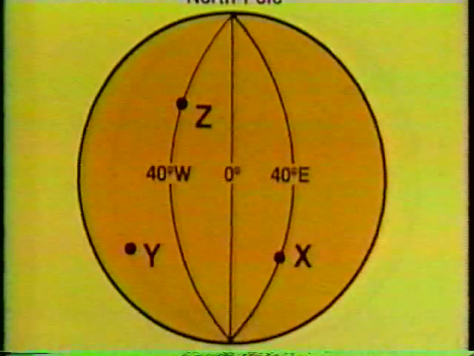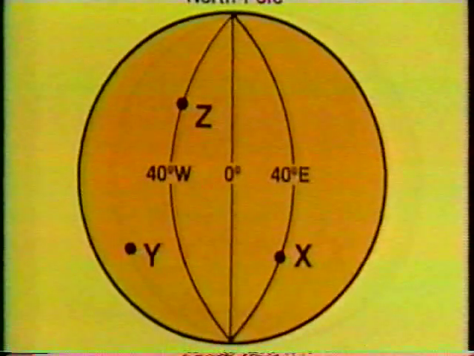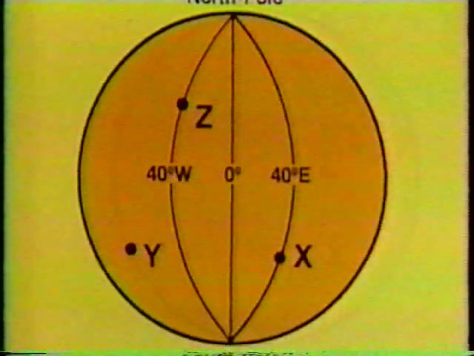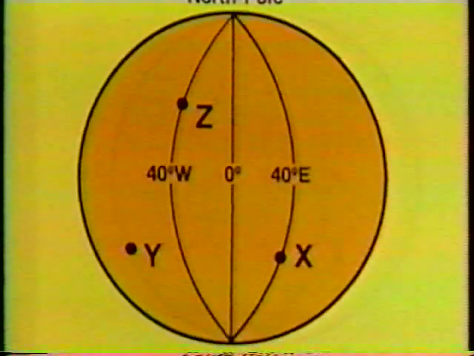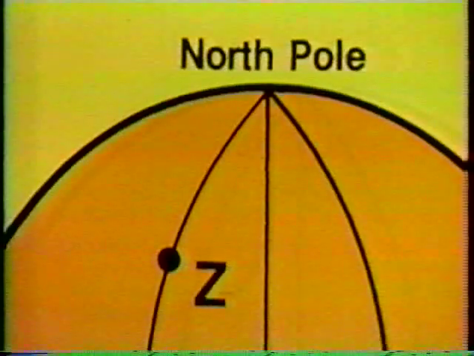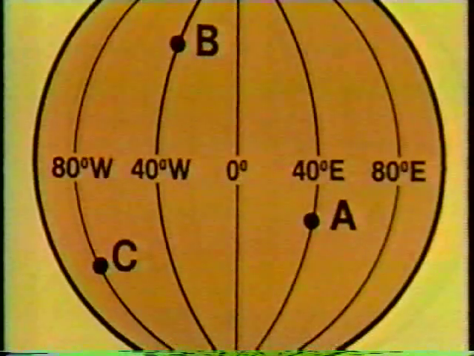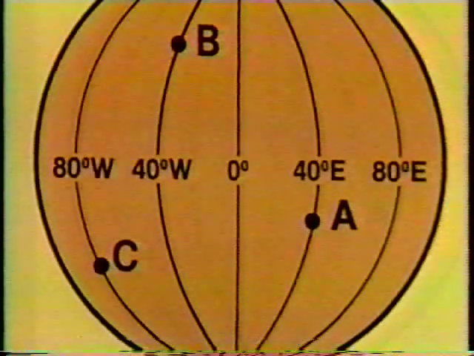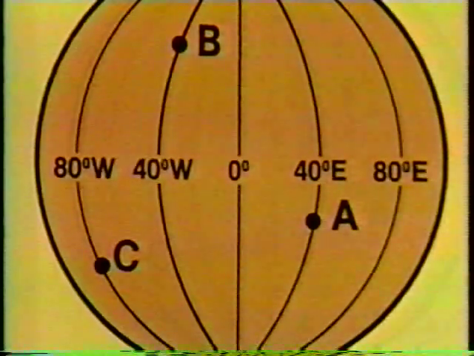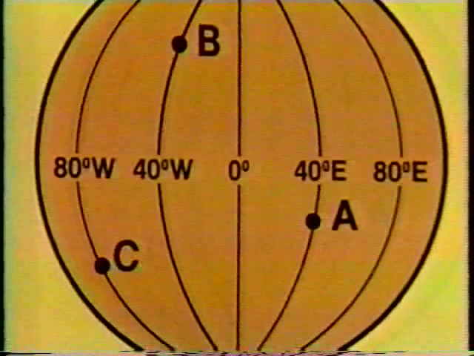Which point is further west from the prime meridian, Y or Z? Y is the right answer. Which is closer to the North Pole? Z is right. How many degrees is point C from B? 40 degrees is correct. How far is it from point B over to point A?